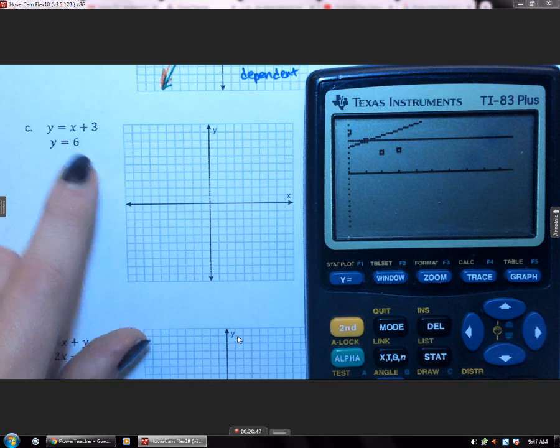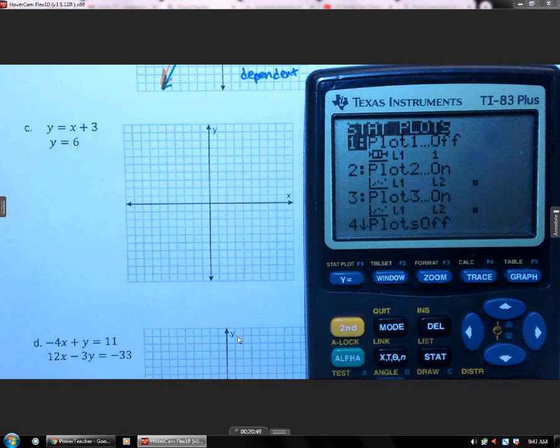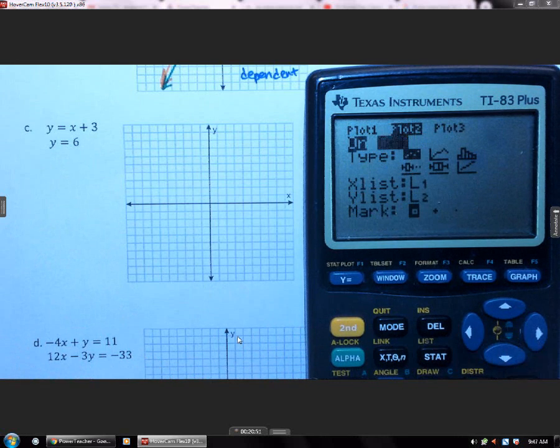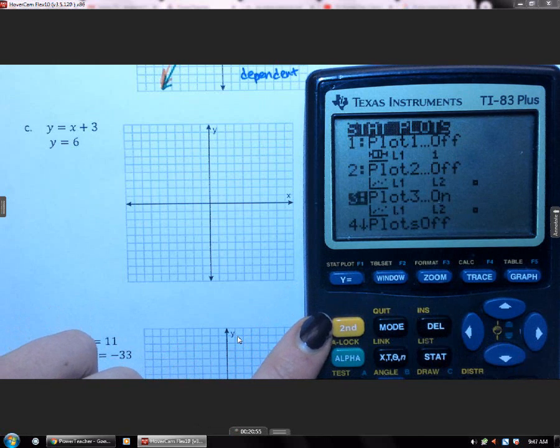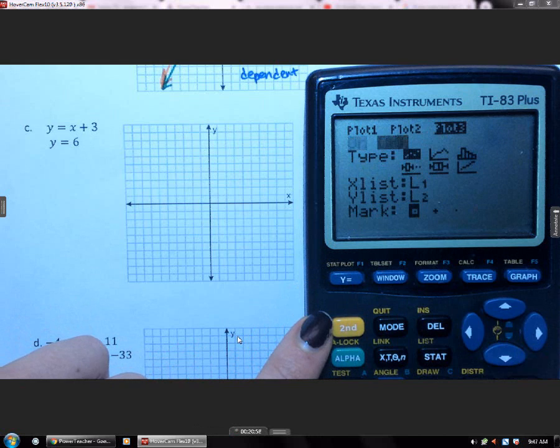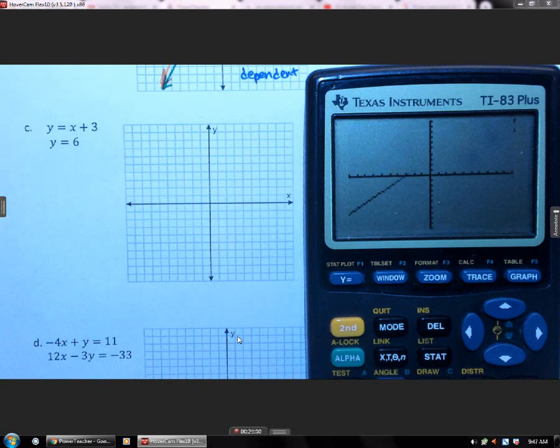Oh dear. I hope your graph doesn't look like mine. Anybody having trouble? Mine's got some statistics going on. Sorry about that. Anybody having trouble with your calculator? Should look like this. If it doesn't, raise your hand.